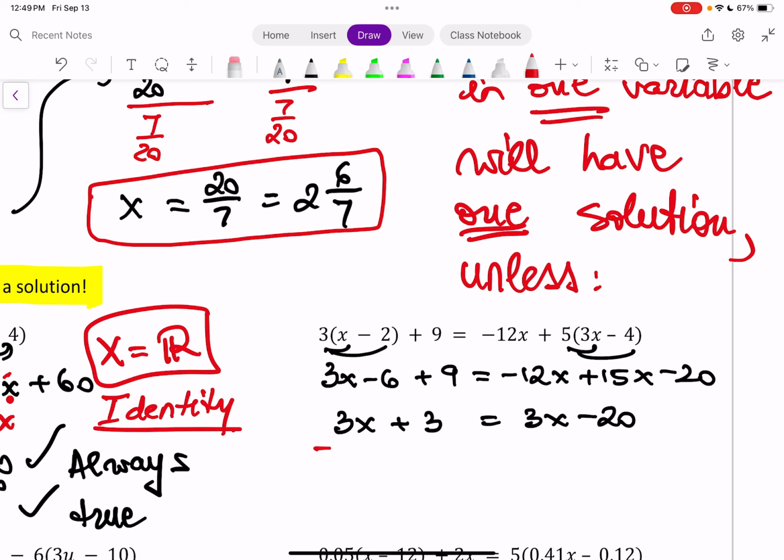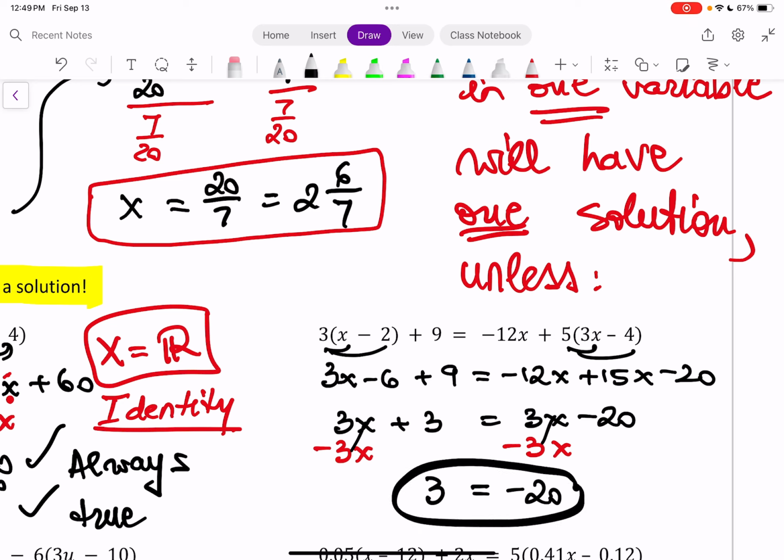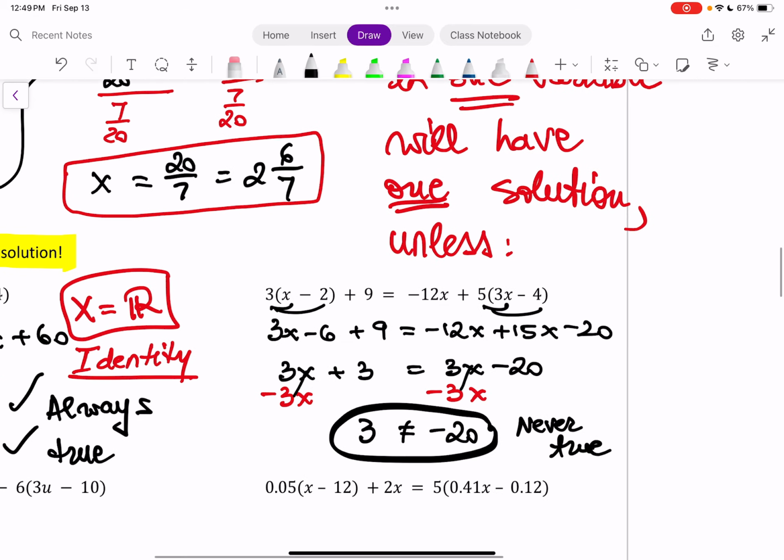So when we try to put the variable terms together, so take the 3x away from one side, they're going to be gone from both sides. Okay, so 3x minus 3x is gone. 3x minus 3x is gone. It's 0 x both times. So you end up with a statement that is never true. No matter what x is, the left-hand side will never equal the right-hand side. So in this case, we have no solution.